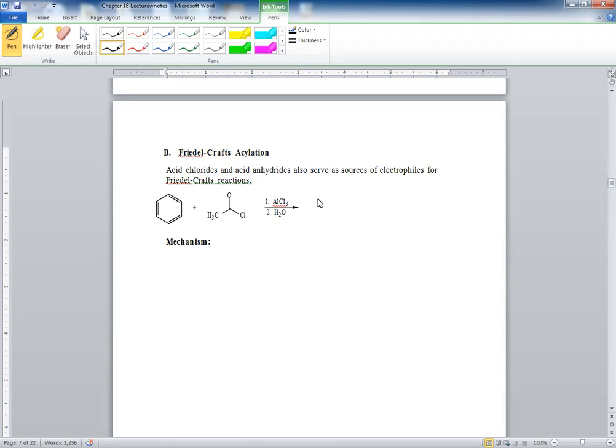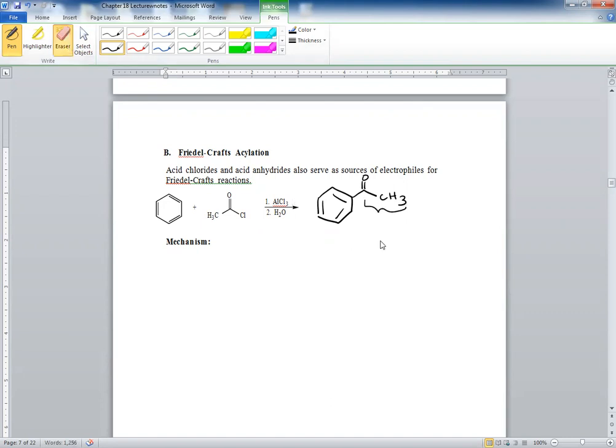So the reaction's outcome would be the following. So you can see what was added to the benzene ring in this transformation. So where is your acyl group? It is this one right here.